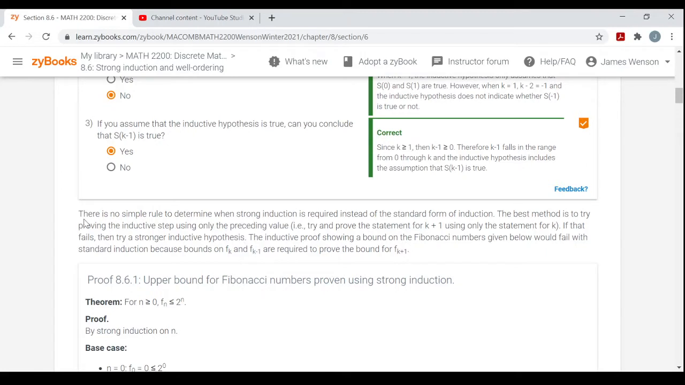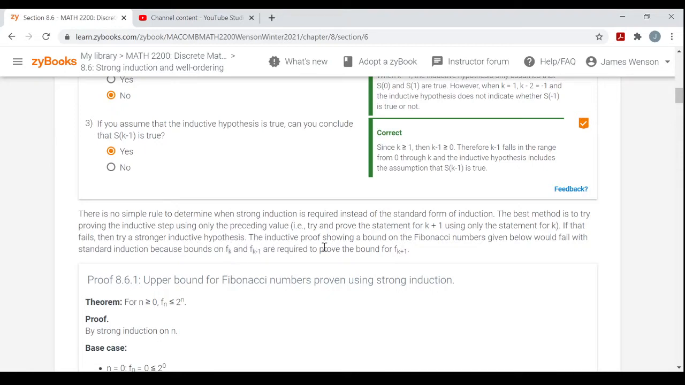Okay, and again, this is kind of trial and error. There is no simple rule, and like I said, I'm going to go through the proof of this with strong induction in a minute on paper. But there's no simple rule to determine when strong induction is required instead of weak induction. The best method is to try proving the inductive step using only the preceding value. Try proving the theorem for k plus 1 using only k. If that fails, then try a stronger inductive hypothesis.